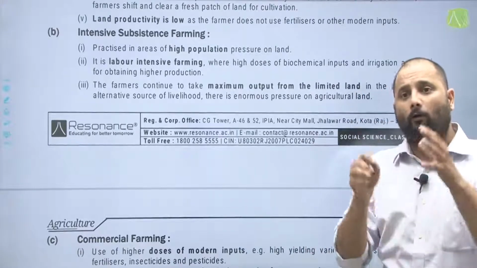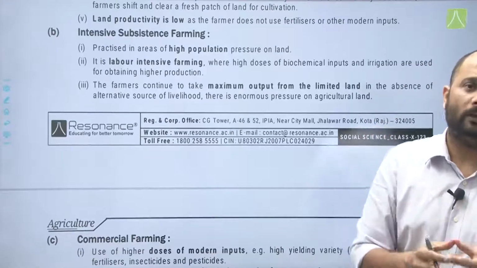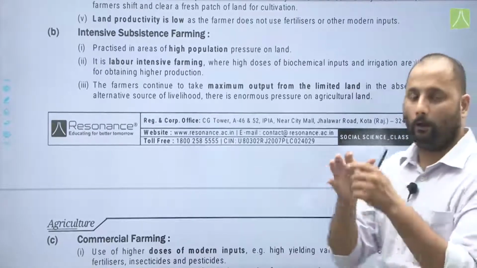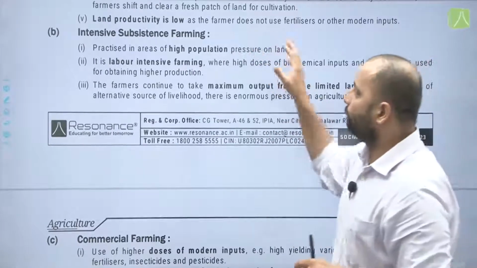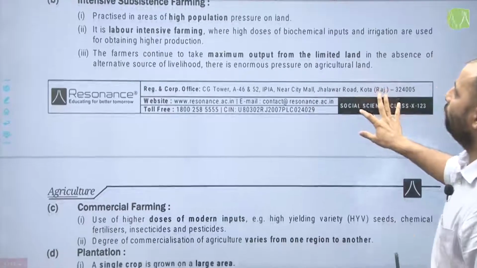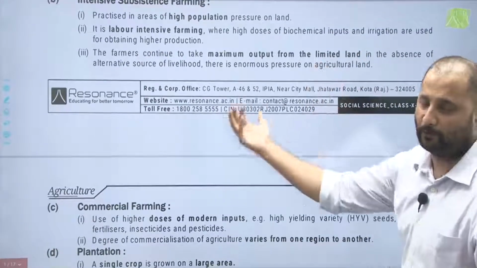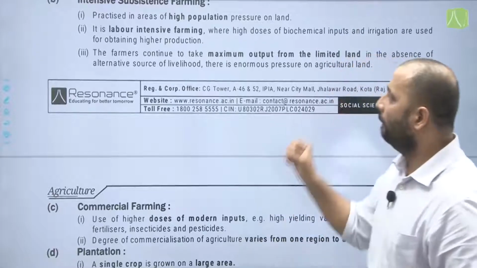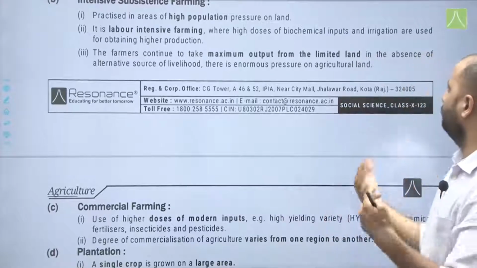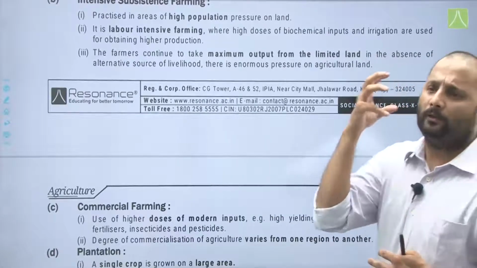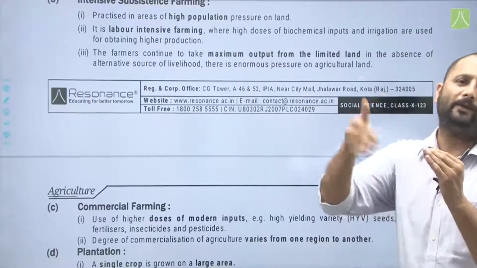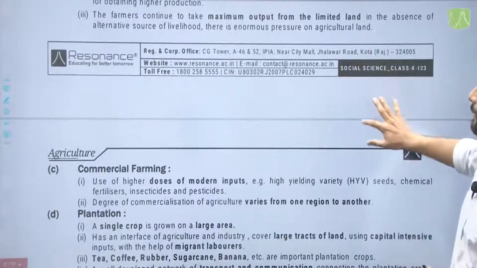So that is why, on the pieces of land in or nearby cities, they have to produce the maximum from those given areas. It is practiced in areas of high population pressure on land. It is labor intensive, where high doses of biochemical inputs, that is modern methods of farming, are used for obtaining higher production. The farmers continue to take maximum output from the limited piece of land they have, and the land is getting lesser and lesser because of the right of inheritance, so there is an enormous pressure on agricultural land.